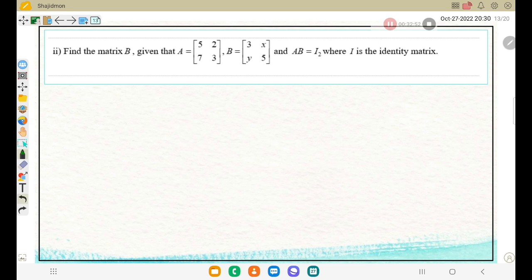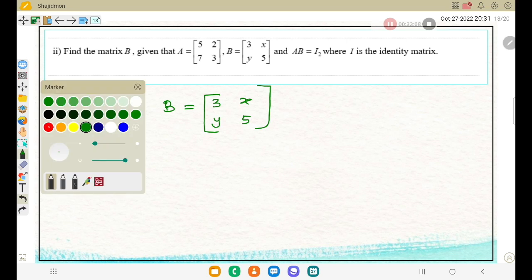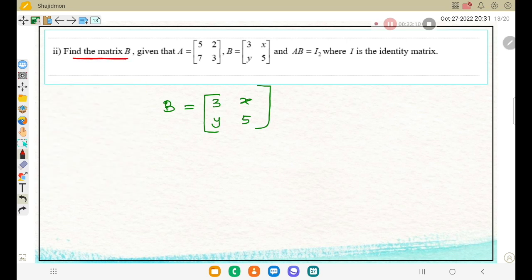Now we will go to the next question. Find the matrix B. Given that A equals 5, 2, 7, 3, and B equals 3, x, y, 5. This is the matrix we need to find. In B, what happened? The x number we don't know, the y number we don't know. If we find these two numbers, we can write the B matrix. So our question is to find the values of x and y.